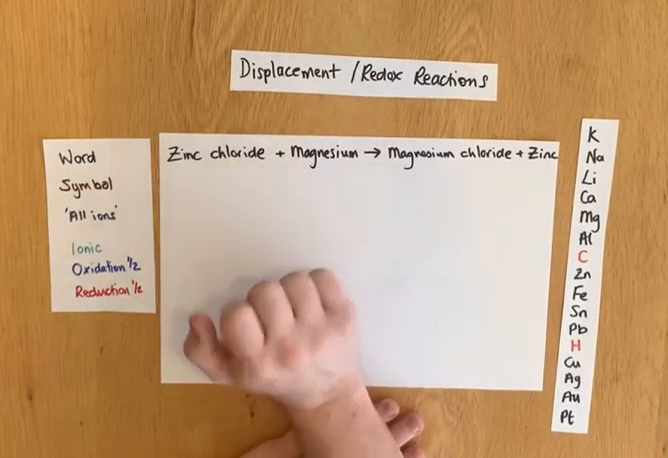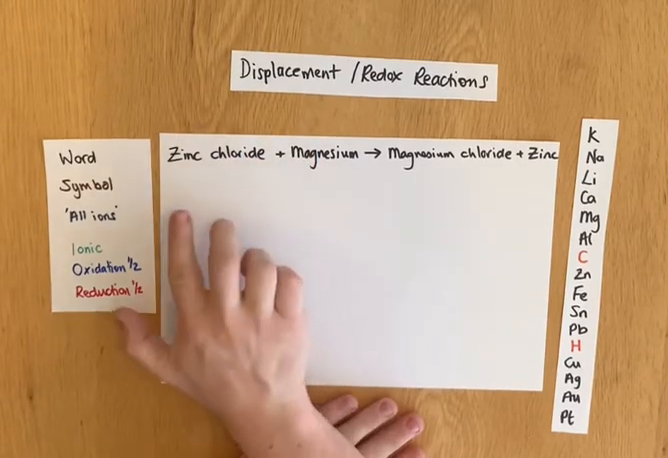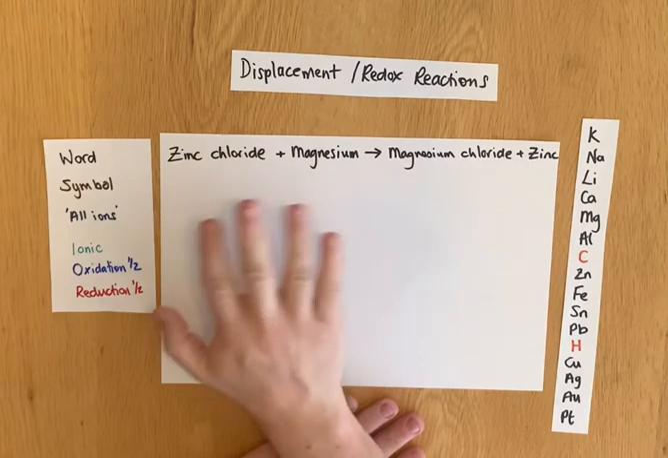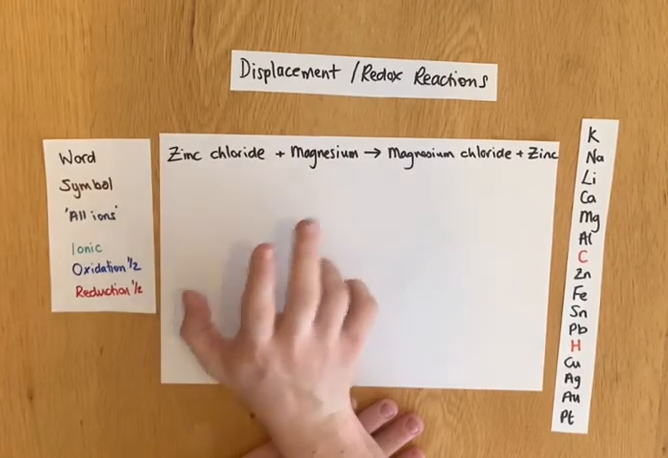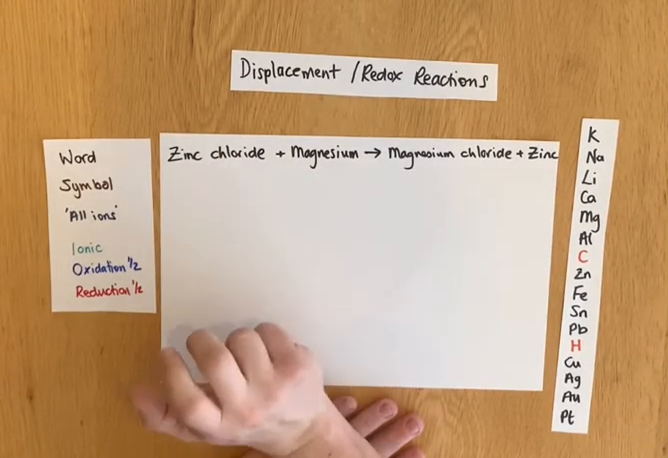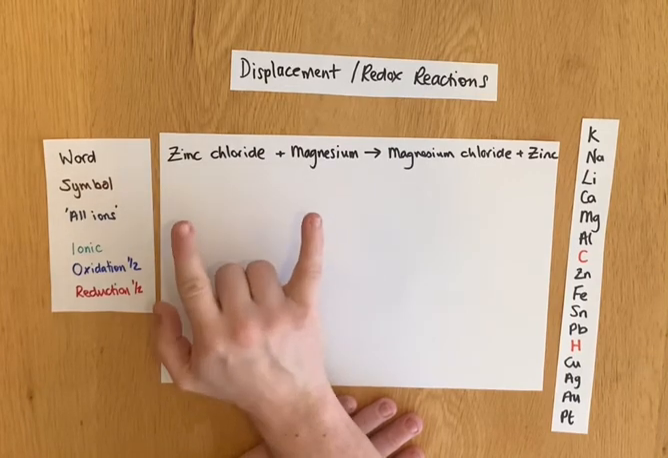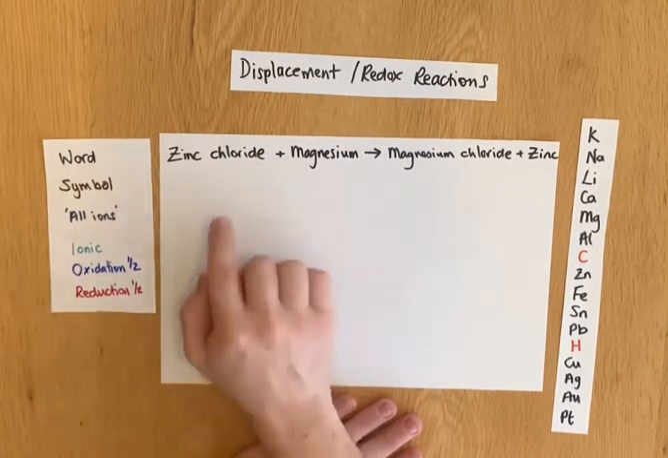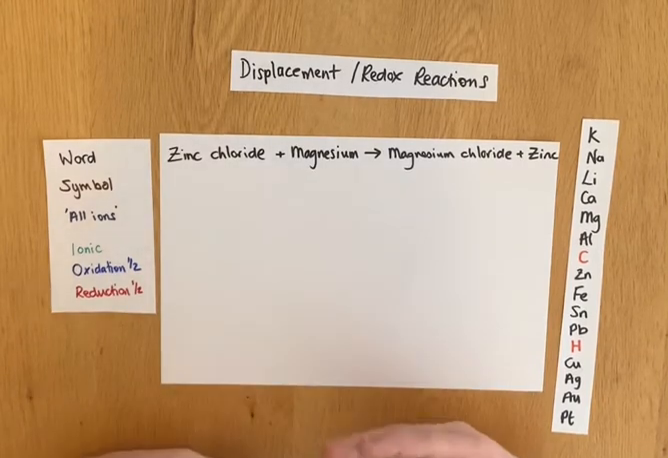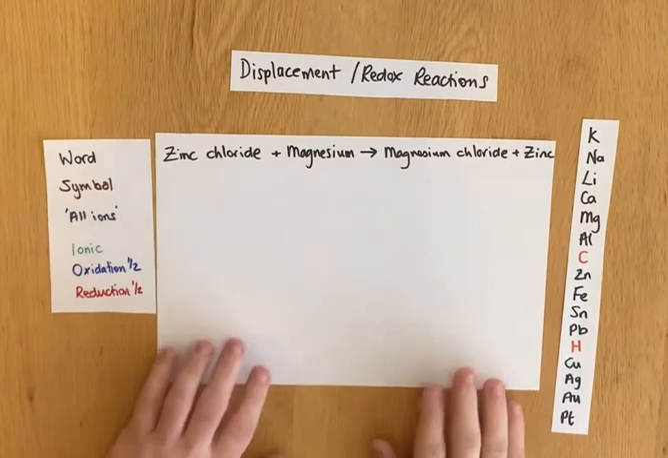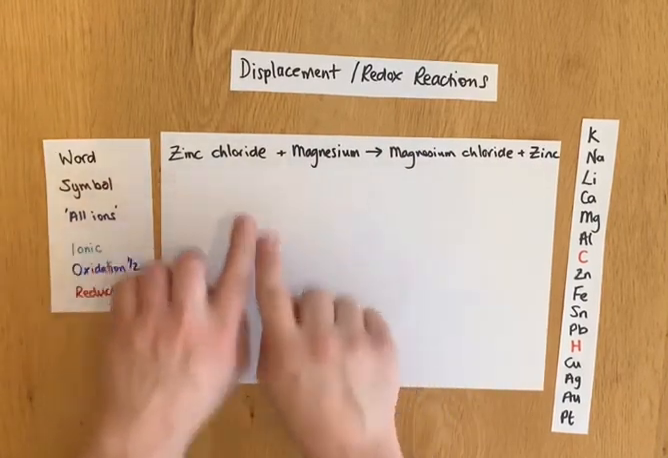In this video, we'll look at the displacement reaction between zinc chloride and magnesium. It's a redox reaction because one element is going to be reduced, one element is going to be oxidized. In displacement reactions, two metals compete for one other entity. In this case, it's the chloride. So straight away, I should be thinking chloride is my spectator ion because the metals are competing for the chloride.